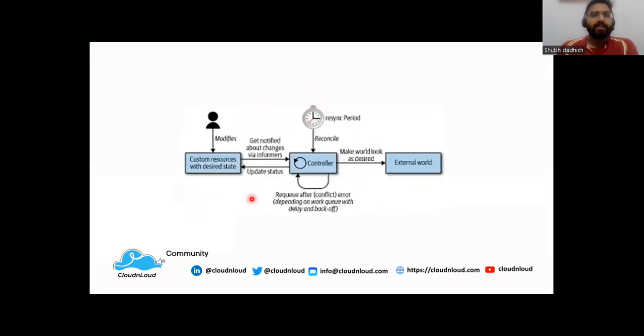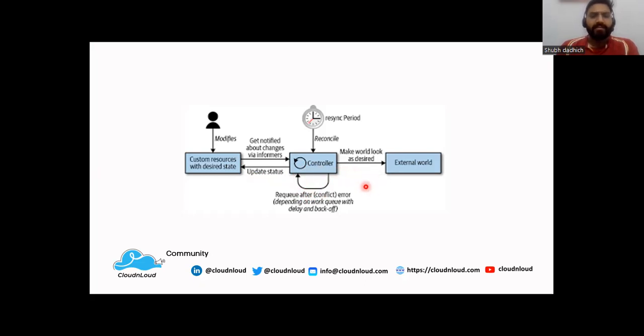So here is the overall diagram of the controller manager. Let's understand this. As you can see in this diagram, on any modification that happens, the controller manager gets notified and it updates the status, continuously watching for any errors or conflicts or any other updates, and displays the result as desired to the external world.